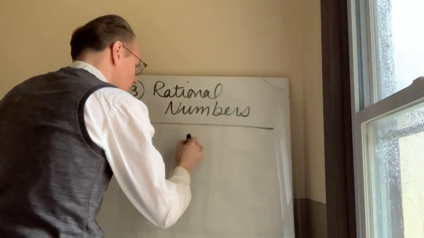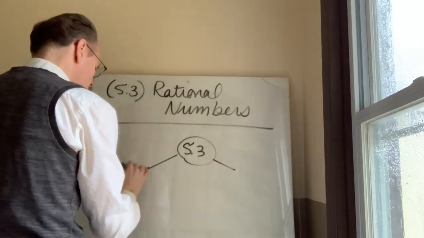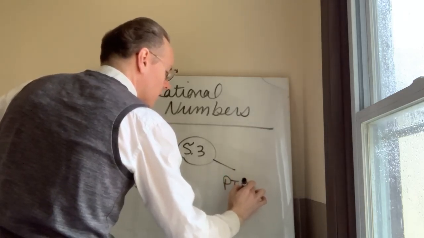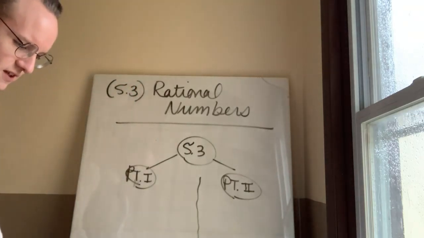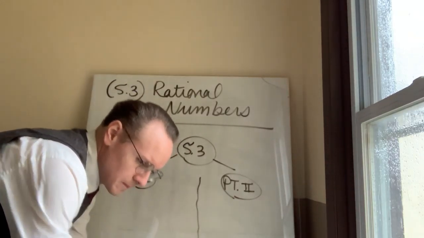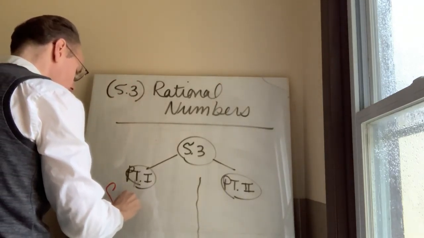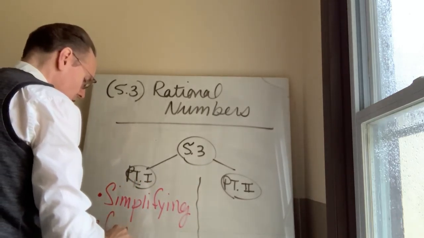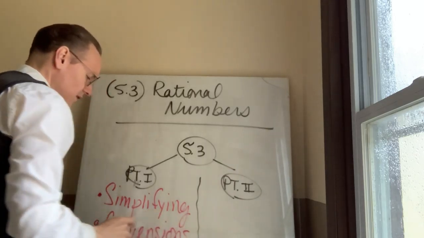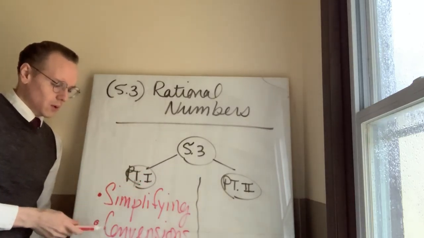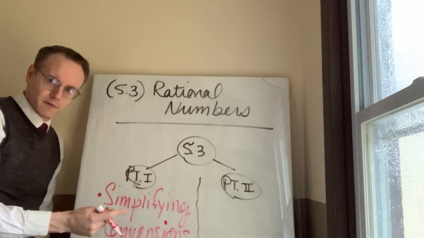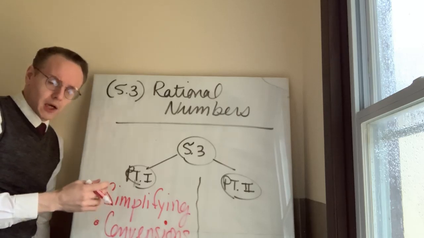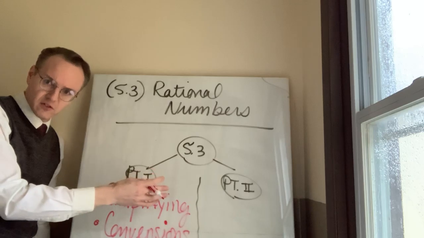What we're going to do basically for section 5-3, as I mentioned, is part one and part two. The stuff specifically today is this. We're going to be talking about simplifying fractions and conversions, some of which you have experience with this semester, converting between fractions and decimals. But what we're going to add to that in this section is converting from a mixed number to an improper fraction, an improper fraction back to a mixed number, and then converting an infinitely repeating decimal into a fraction.